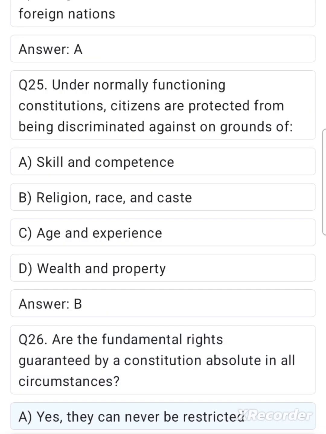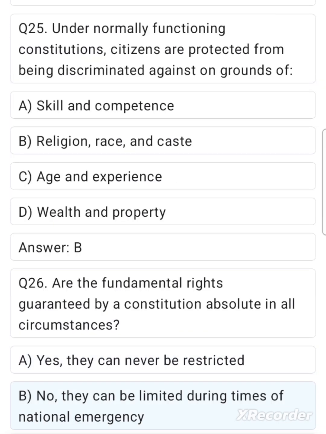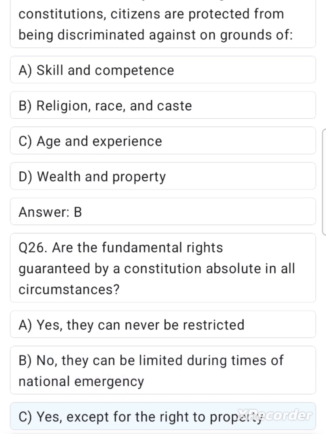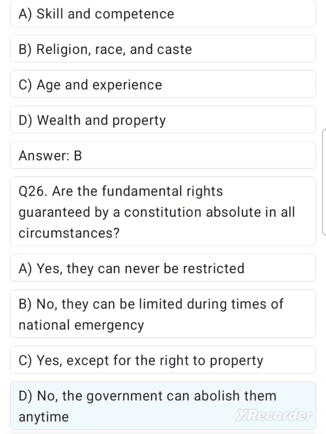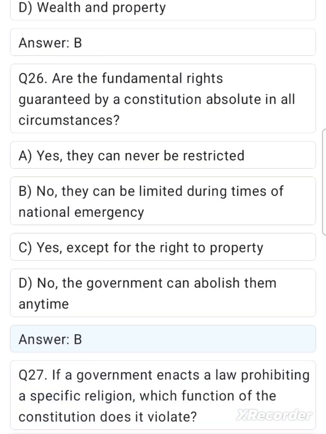Q26. Are the fundamental rights guaranteed by a constitution absolute in all circumstances? A. Yes, they can never be restricted. B. No, they can be limited during times of national emergency. C. Yes, except for the right to property. D. No, the government can abolish them anytime. Answer. B.